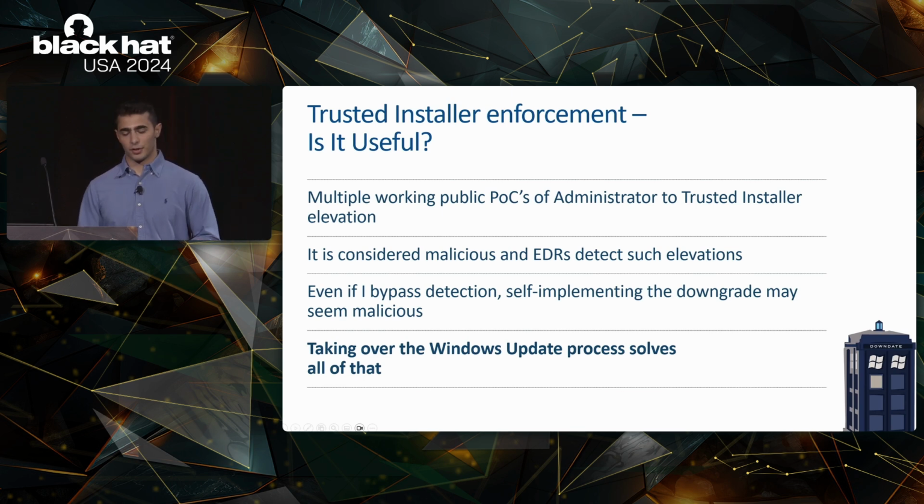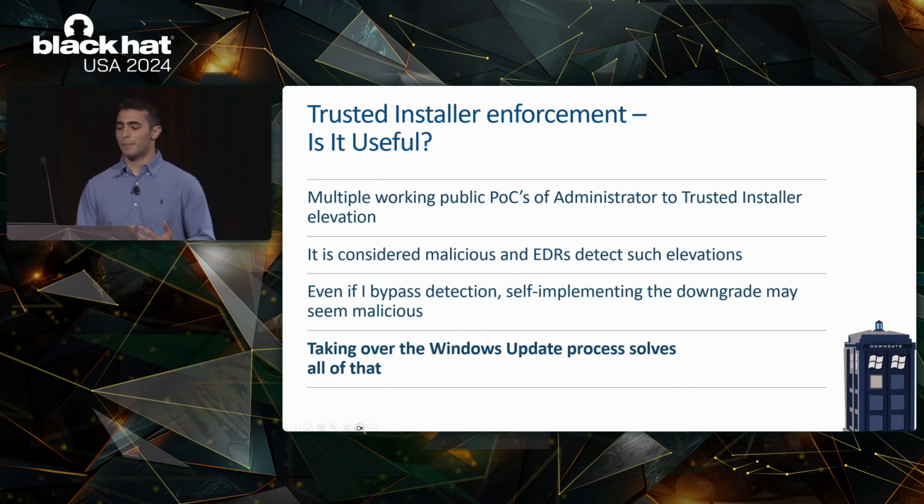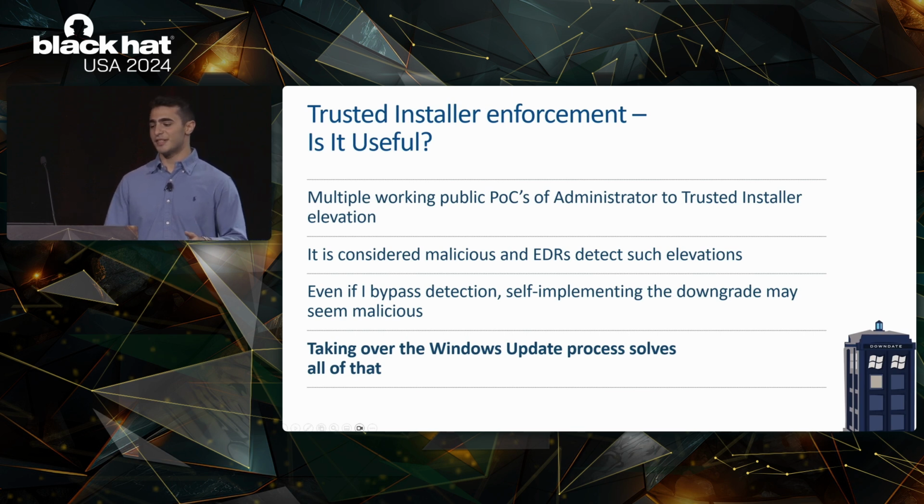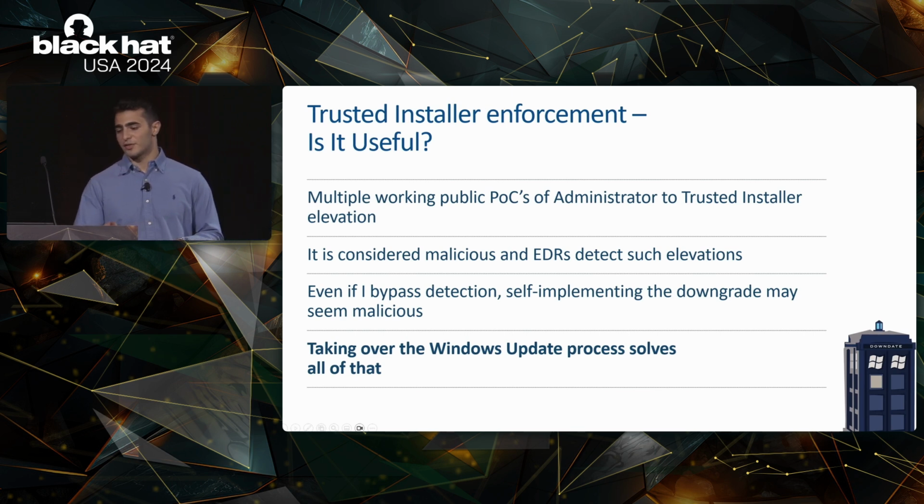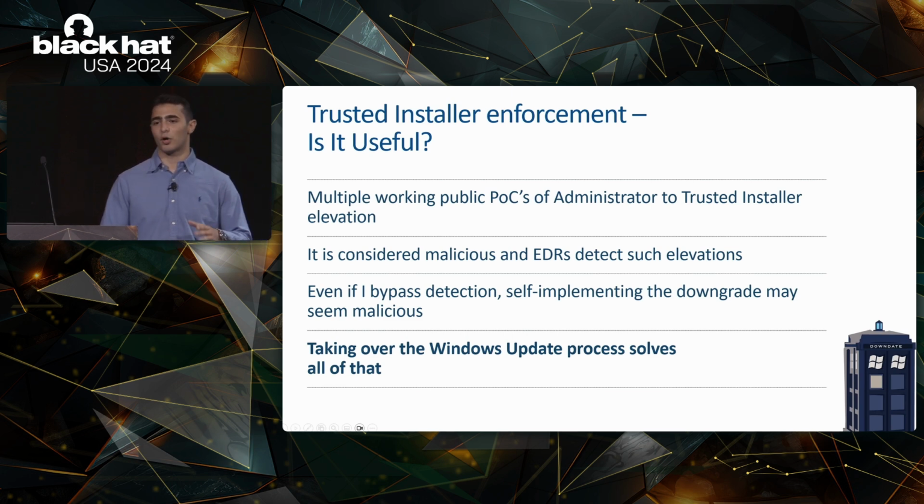The only issue here is that administrator-to-trusted-installer elevations are considered malicious and blocked by EDRs, which of course contradicts my first downgrade principle, which is being fully undetected. Now, I could, of course, try to bypass the elevation detection, which may have been possible, but then I would have to implement the downgrade process myself, which could still be seen as malicious. And so the best option for me was to find a flaw in the update process, which solves all of those problems.